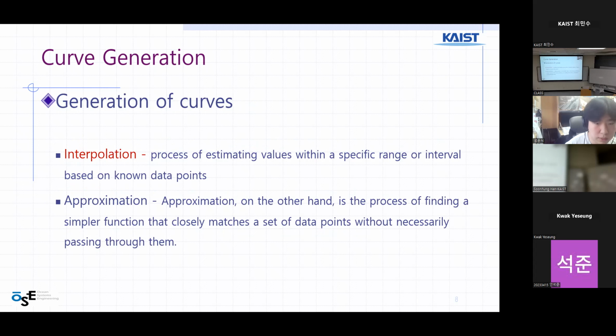There are two types of curve generation. First is interpolation. Interpolation is the process of estimating values within a specific range or interval based on known data points. It aims to find a function or a curve that passes exactly through the given data points, providing values at those specific points or anywhere in between.